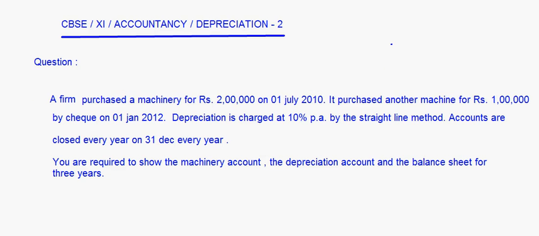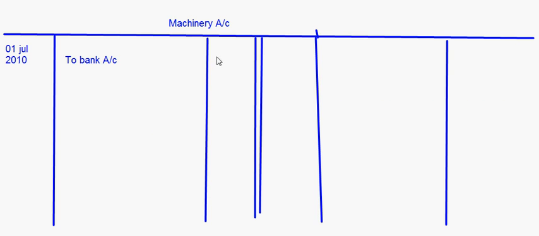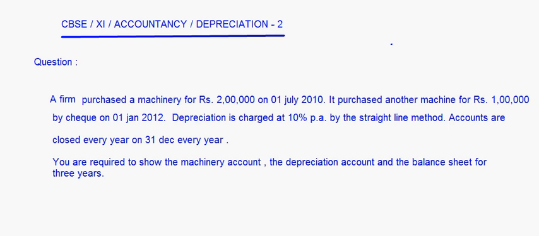Okay, first of all you look at this date. It's being purchased on 1st July 2010, so here the date is 1st July 2010, to bank account. And what is the cost of the asset? It's 2 lakh, so here we will have 2 lakhs. Now since I have two machines in this case, I am going to make a differentiation by writing machine 1 like this.